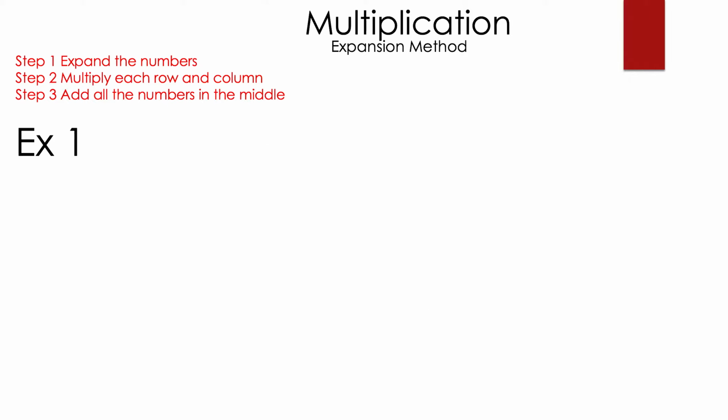Now let's take a look at these steps. Step 1, expand the numbers. Step 2, multiply each row and column. Step 3, add all the numbers in the middle. This is example 1 of 3, so let's go ahead and get started.